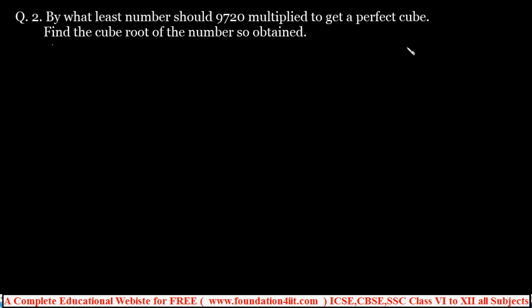We already know, for example, 2 into 2 into 2. If you multiply 2 three times, you get 8, right? So 8 is a perfect cube, because 8 we can write as a product of 3 same numbers. But 9720 we can't write as a product of the same 3 numbers, because it's not a perfect cube. But what is the least number to make it one? You can't check each and every number, 2, 3 like that.